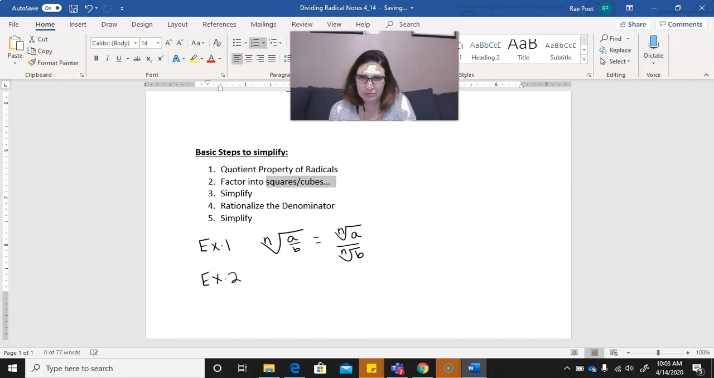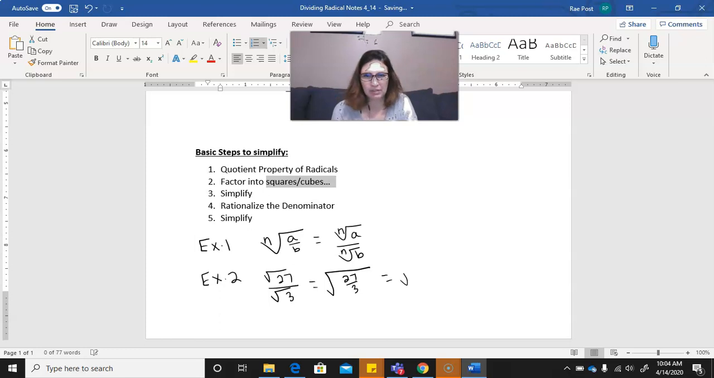Here's your example 2. So let's say you have the square root of 27, and you also have the square root of 3. Now, you cannot have a radical on the bottom, we know that, but using the quotient property, what you can do is you can bring them all together. So you can say, okay, well, I'm going to make a large radical symbol, and I'm going to do 27 divided by 3.